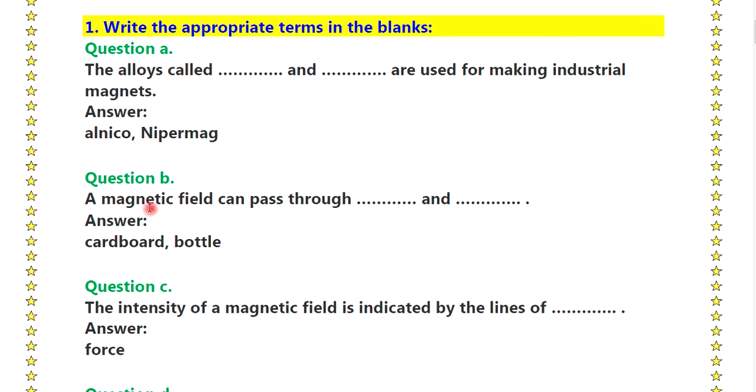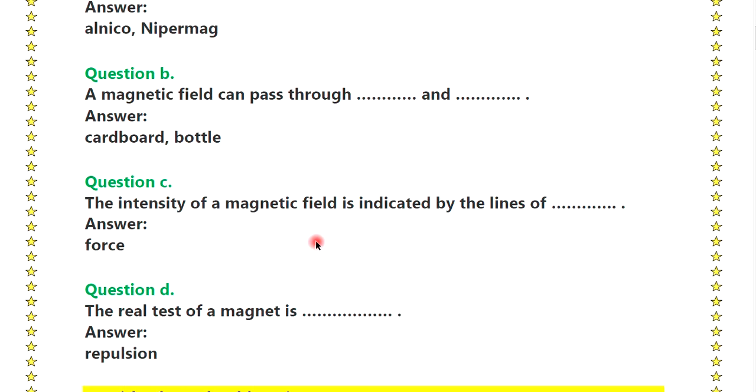Question B: the magnetic field can pass through cardboard and bottle. Question C: the intensity of magnetic field is indicated by lines of force.